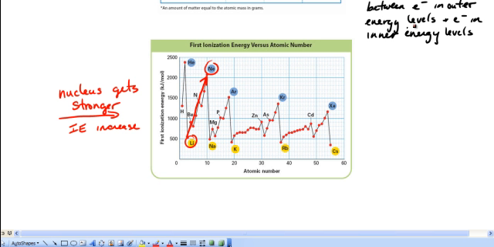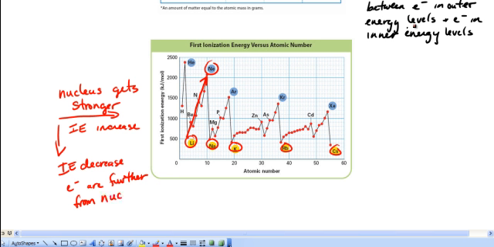All right? But as soon as you start a new row, as you go from lithium down to sodium, to potassium, to rubidium, to cesium, as you go down the periodic table, ionization energy is going to decrease. Why? It's decreasing because electrons are further from the nucleus. And because they're further from the nucleus, they're easier to remove.